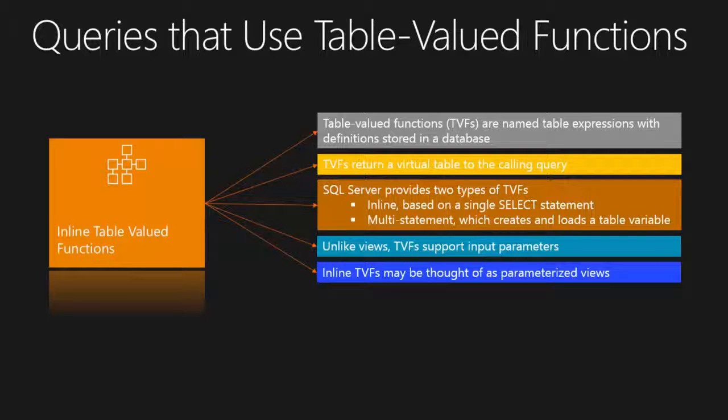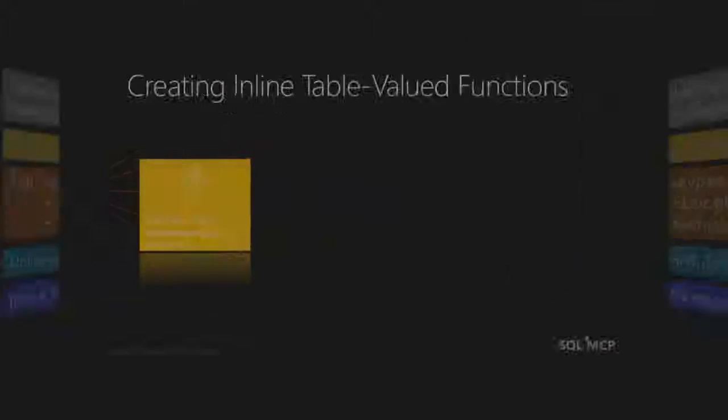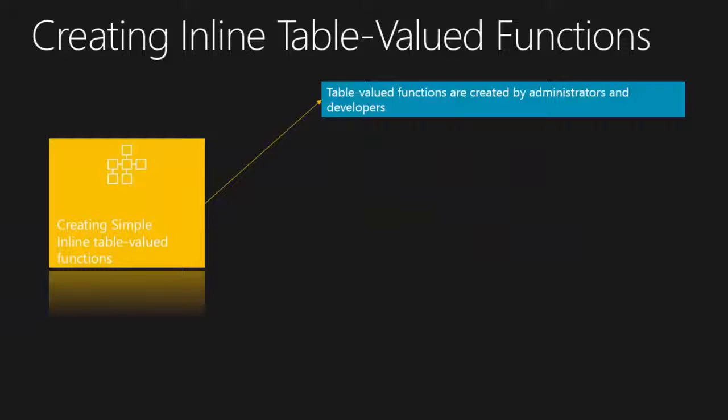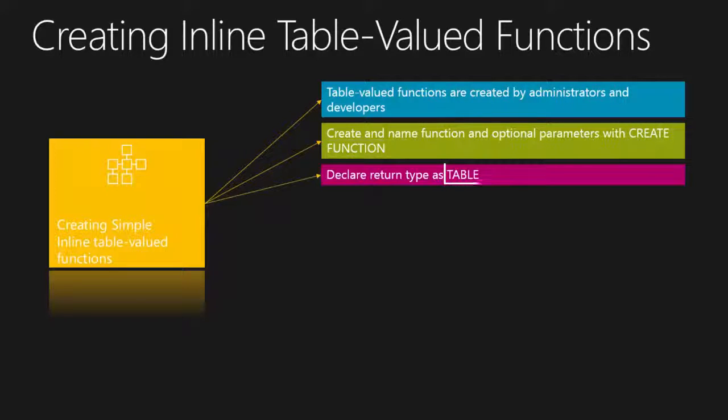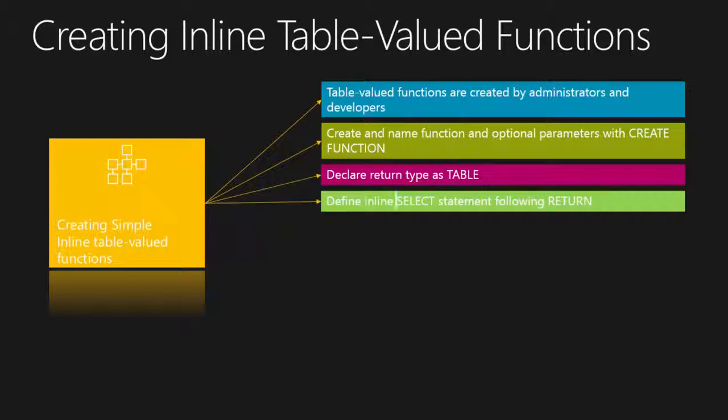Now let's see how to create an inline table-valued function. In order to use inline table-valued functions in your queries, the function must be created by a database developer or administrator with appropriate permissions in the database. To store one, you use the CREATE FUNCTION T-SQL statement to name and store a single select statement with optional parameters. You declare the return type as table and use RETURNS TABLE to identify this as a table-valued function. You enclose the select statement inside parentheses following the RETURN keyword to make this an inline function.